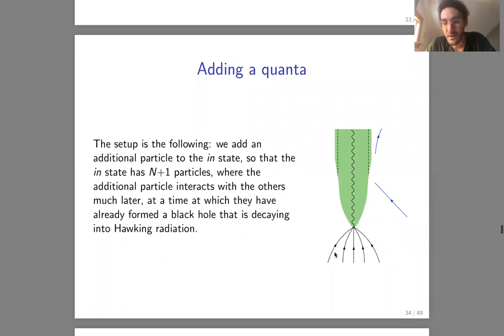So the in state is still n plus one particles, but n came in here to form the black hole, which has been around for a while and is emitting Hawking quanta, and then we throw an additional particle in. So that's the setup. But we're still doing S matrix. Any questions about the setup? So we just changed the in state by sending in an additional particle.